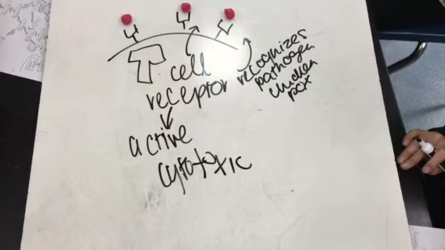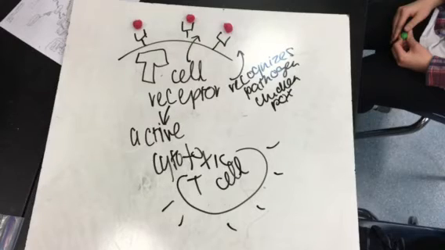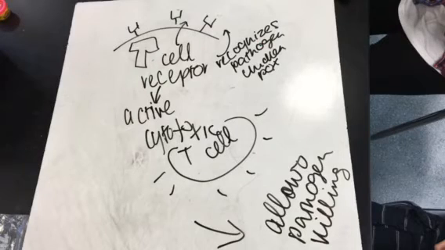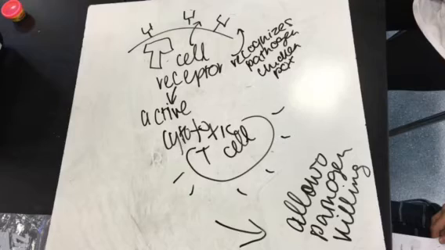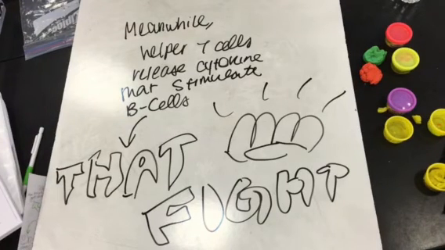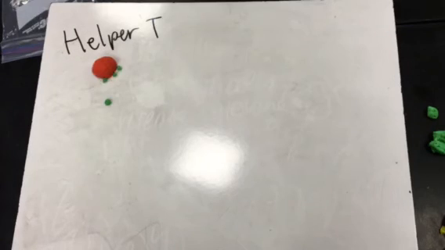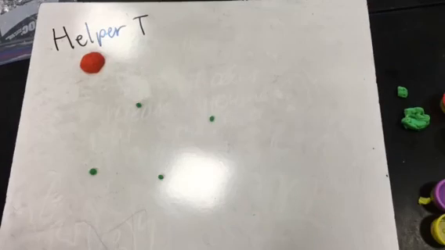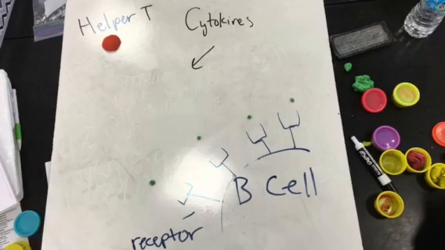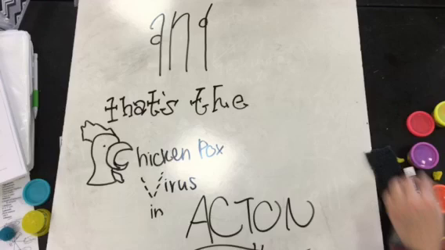T cell receptors recognize the pathogen, which activate the cytotoxic T cell and allows the pathogen to be killed. Helper T cells release cytokines that stimulate B cells because it is recognized by the B cell receptors. And that's the chickenpox virus in action.